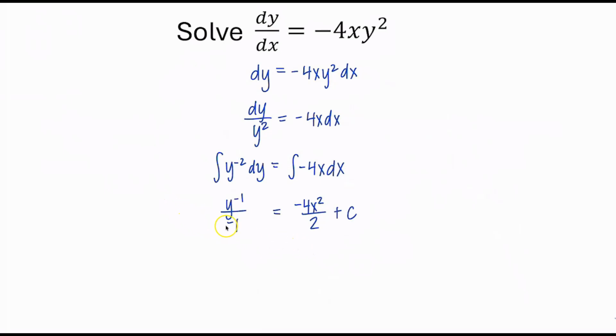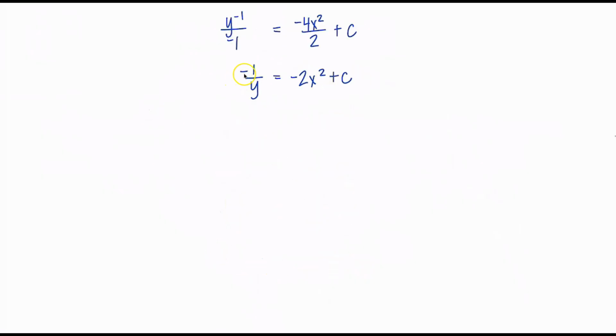All right, now let's simplify this a little bit. So we're going to rewrite the left side as negative 1 over y, and the right side as negative 2x squared plus c. Now here, ideally, I want to solve explicitly, so y is a function of x. So I want to solve for y here. I'm going to give myself a little bit of space. Now I'm going to multiply both sides through by the negative 1. So I'm going to have 1 over y is equal to positive 2x squared minus c.